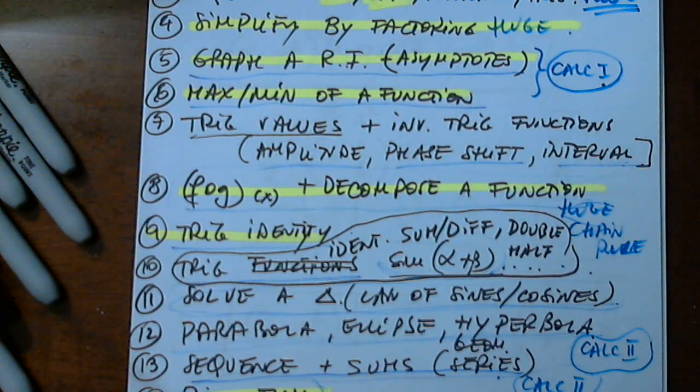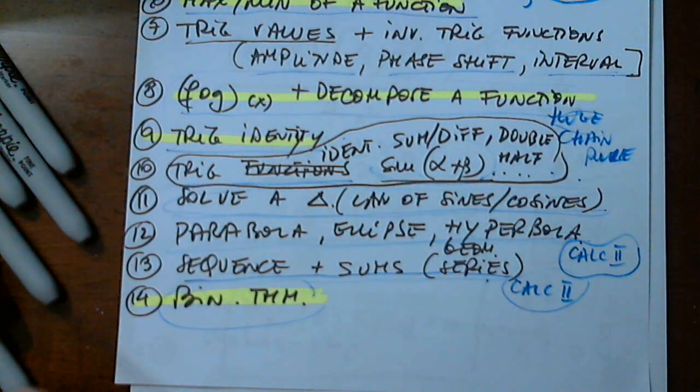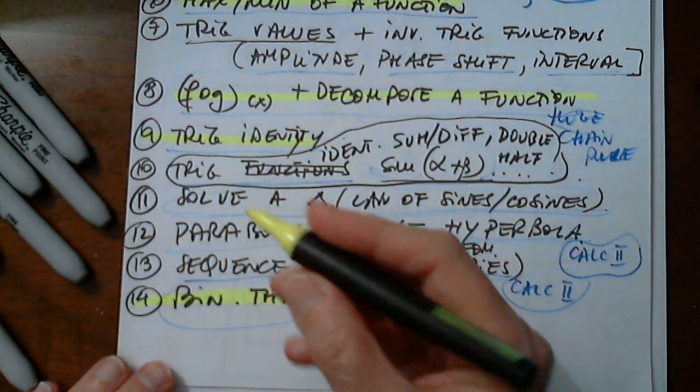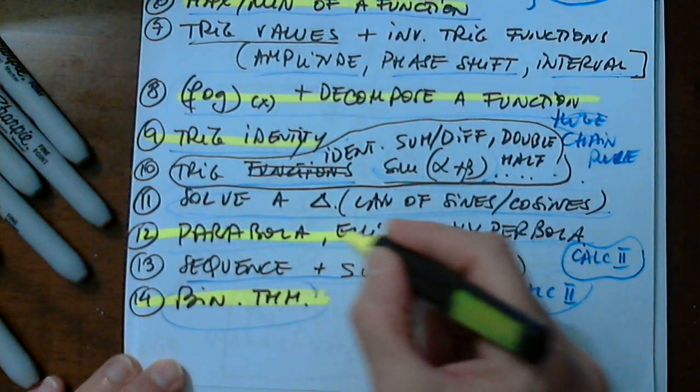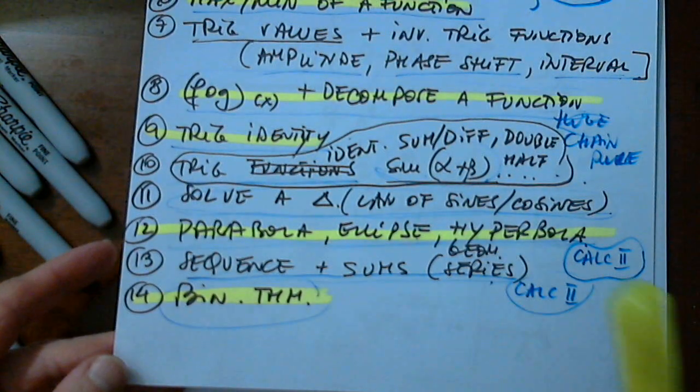Can we do an example for number 12, like parabola or ellipse? Yes, yes. Do you want to choose any of these? Can we do the ellipse? Ellipse, very good. Excellent.